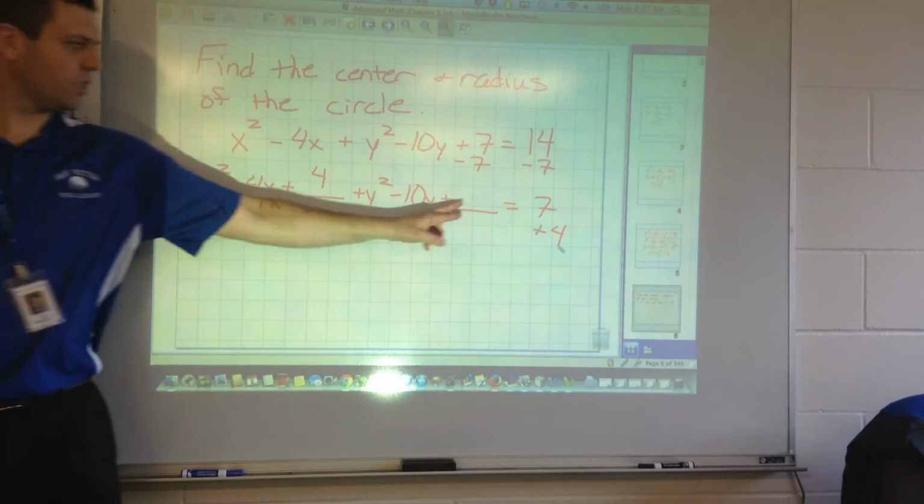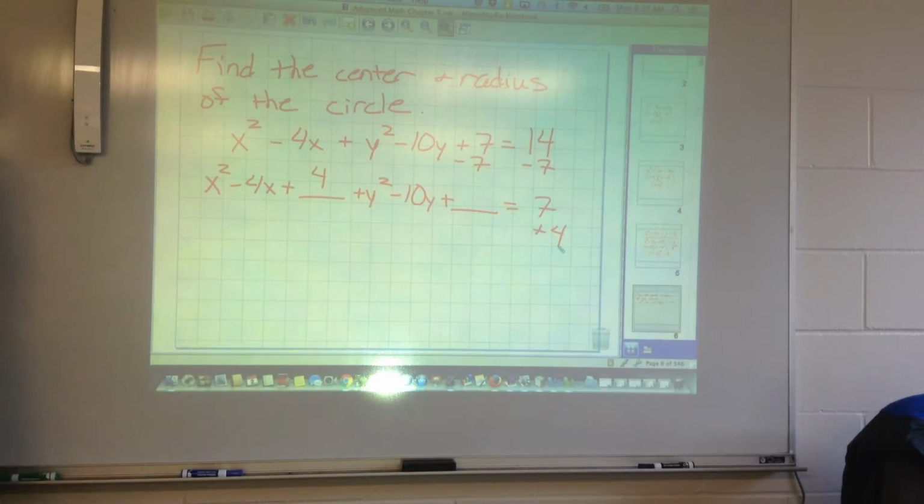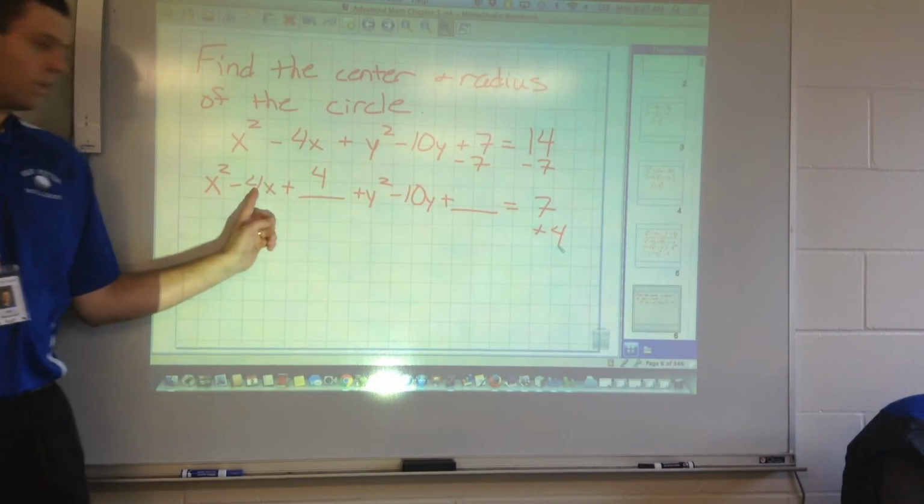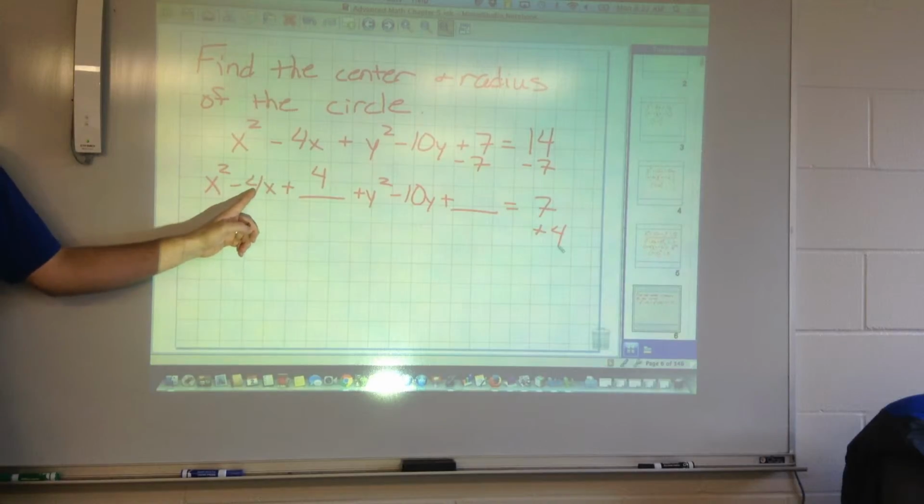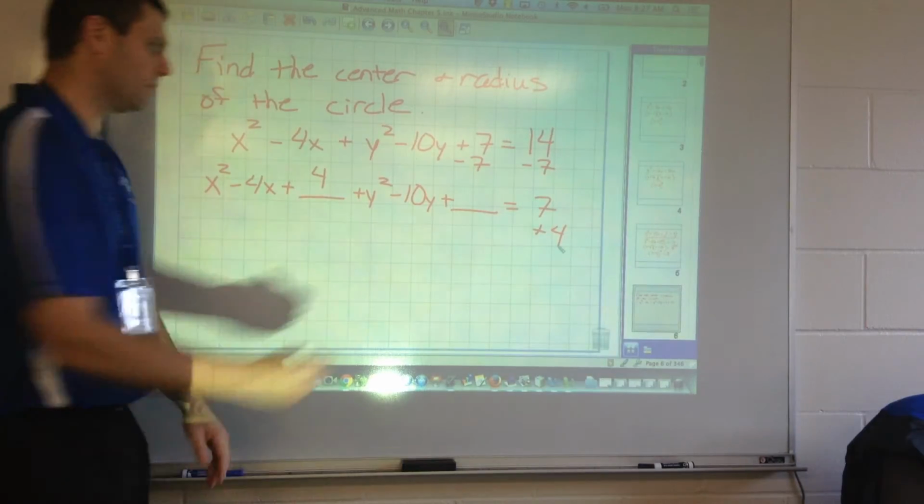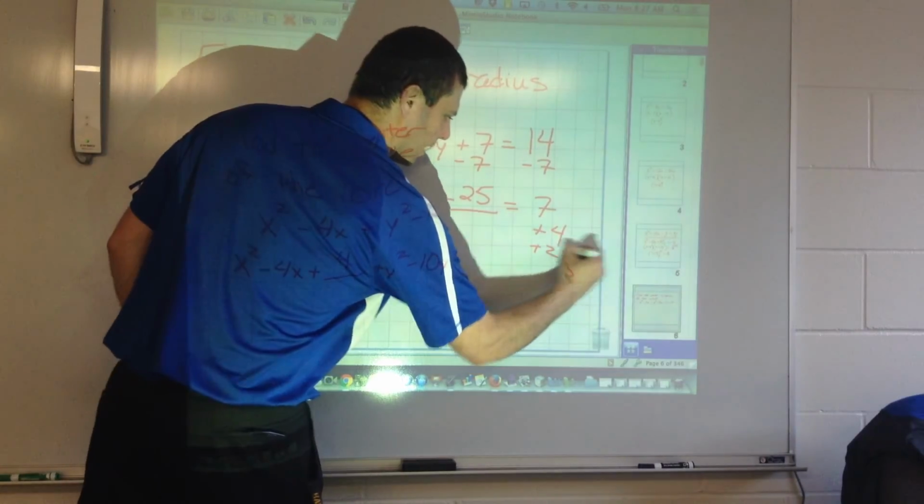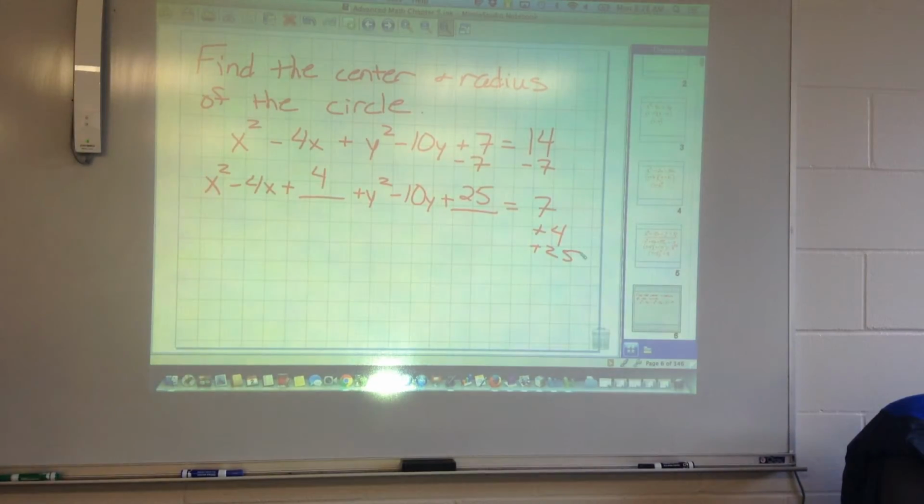Okay, Kale, what goes in this blank? Okay, what'd Skylar do? He took this value, he cut it in half, and then squared it. Half of negative 4 was negative 2. There you go. Okay? And if I add 25 to that side, I better add 25 to this side. Now, I guarantee you, if you did it right, we have perfect squares.